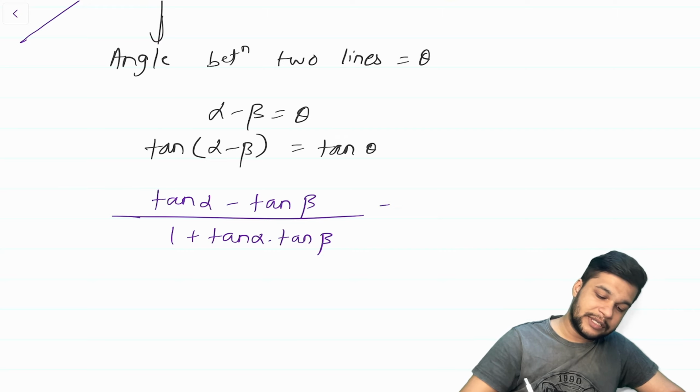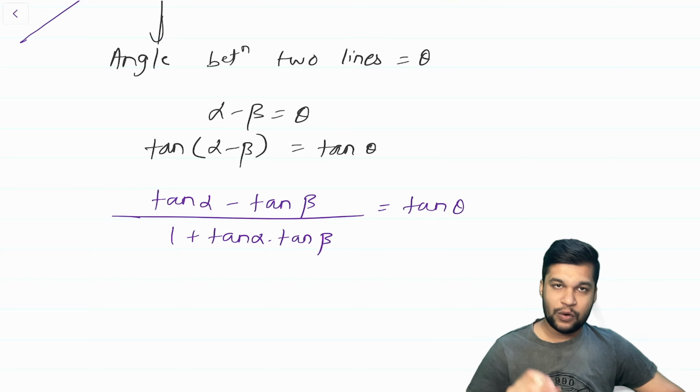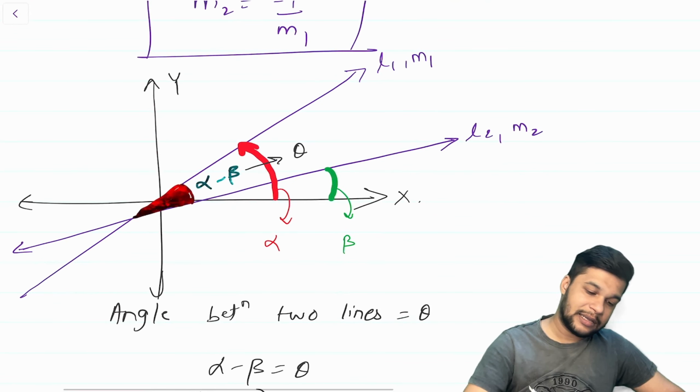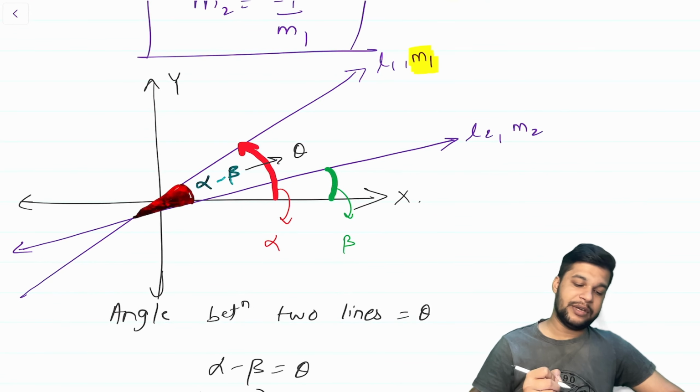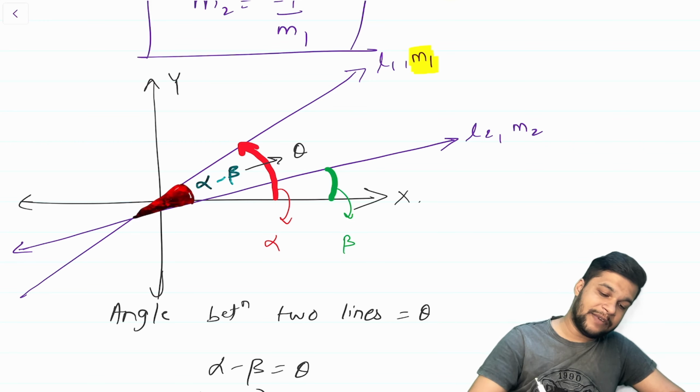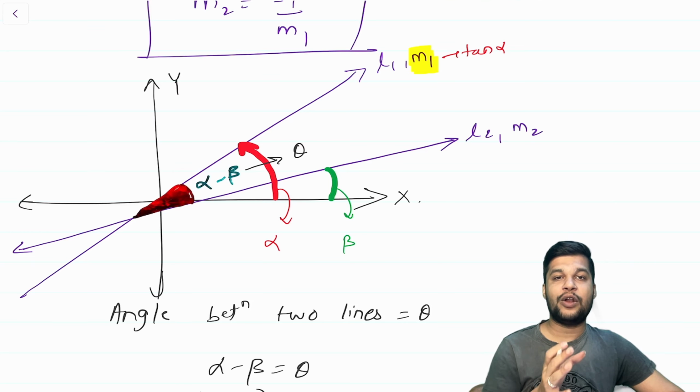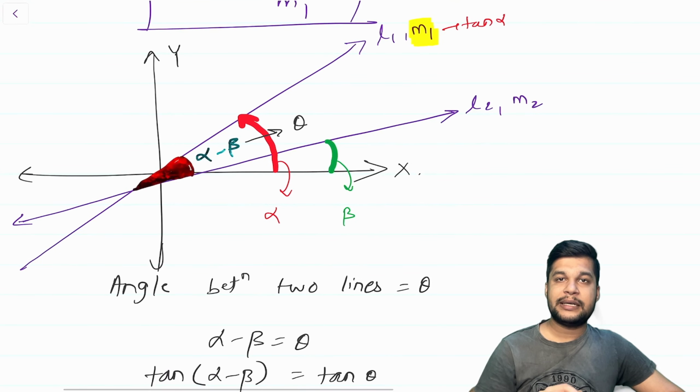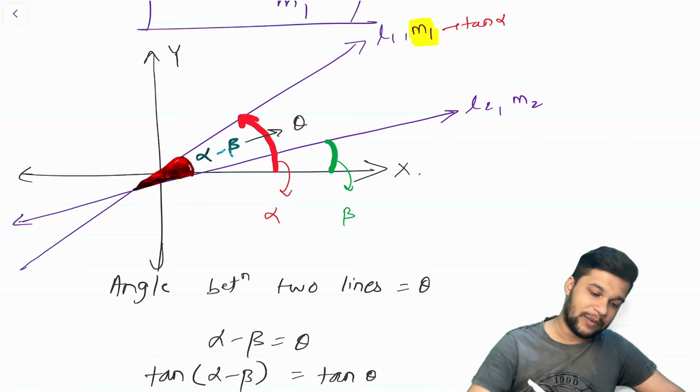Okay, so this is equal to tan of theta. Now, what is tan alpha? Can I say m1 is tan alpha? Because the line L1 is inclined at an angle of alpha. So if you take tan of that, tan alpha will become the slope of line L1.